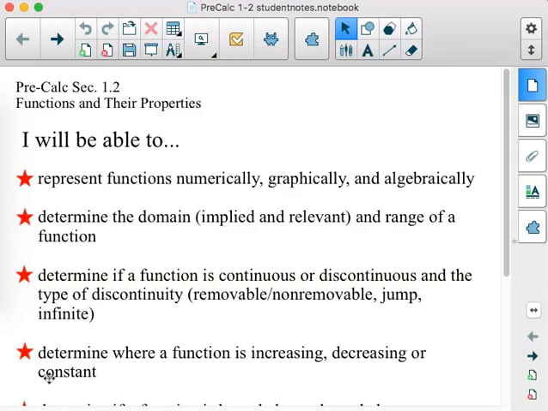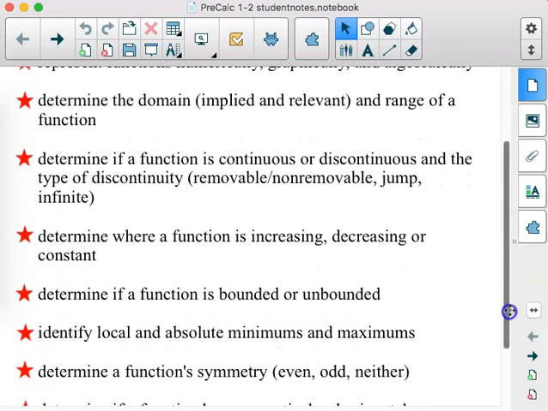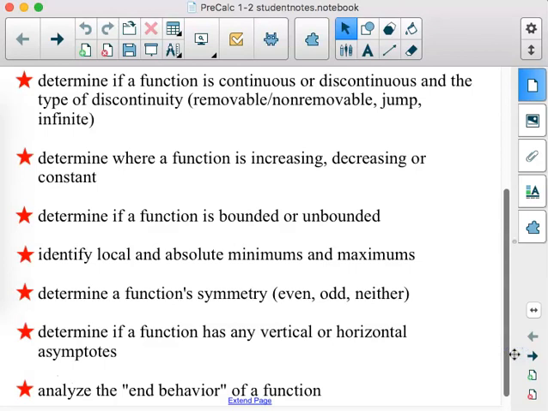So today, more talk about whether or not it's continuous or discontinuous, and then the type of discontinuity, removable, non-removable, jump, and infinite. And tomorrow, even more about that. Determine whether a function is increasing, decreasing, or constant. That's definitely in today's, not a hard concept, just something we have to get through. Then we've got determine if a function is bounded or unbounded. Again, not a hard concept, just something we have to understand and get through today.